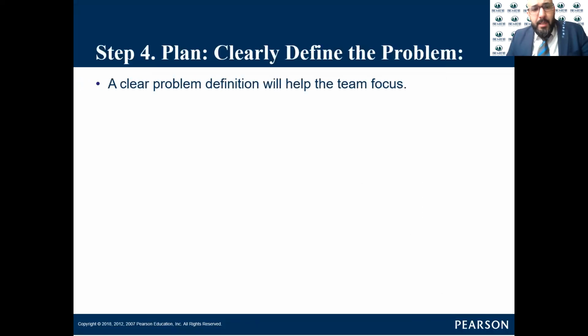Step number four in the plan, clearly defined problem. A clear problem definition will help the team focus. So, for example, you could say, I have an issue with delivering pizzas. Okay, well, this is good. So you identify the problem, but you did not provide a clear problem. So what you need to do, you have to be even more specific. You say, I have an issue with delivering pizza on Friday night. So that would maybe make it more specific. So we need to create a clear plan that will help you to understand the current situation exactly.